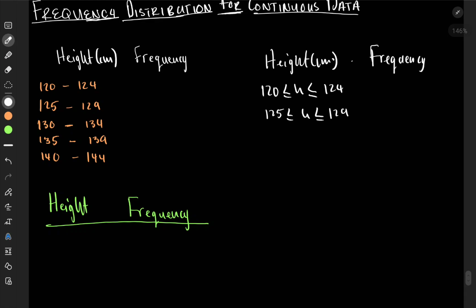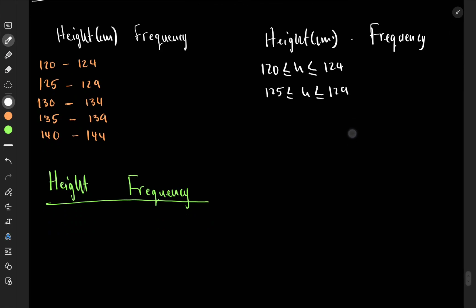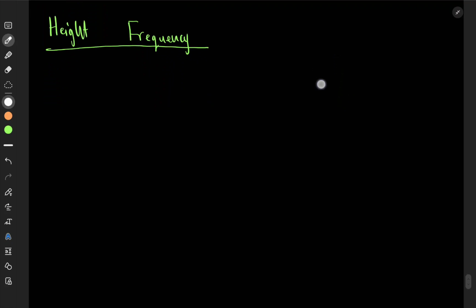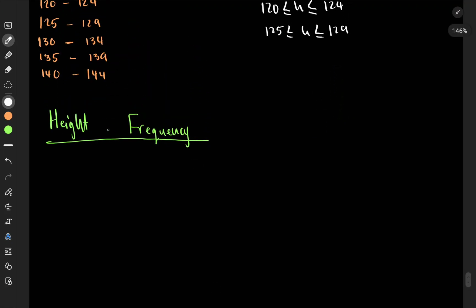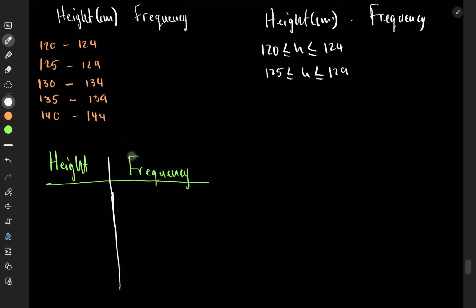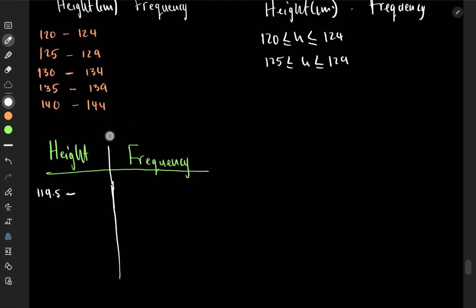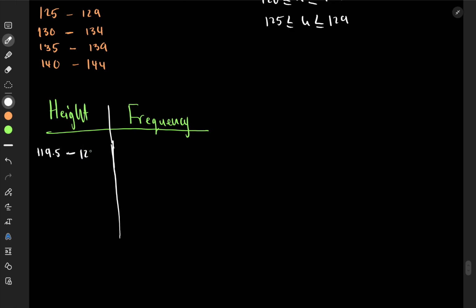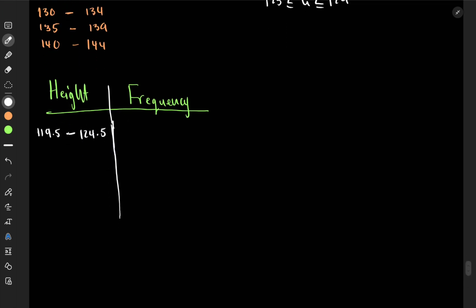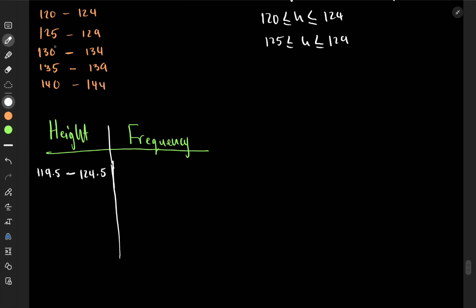One more thing before I start putting the frequencies, I should now include my rounding off. So what's going to be my height? Instead of 120 to 124, it's going to be minus 0.5, which becomes 119.5. If I add 0.5 to 124, it becomes 124.5. Now, what is the next one? 125, I subtract. Remember to remove, this is at the left, so I subtract.